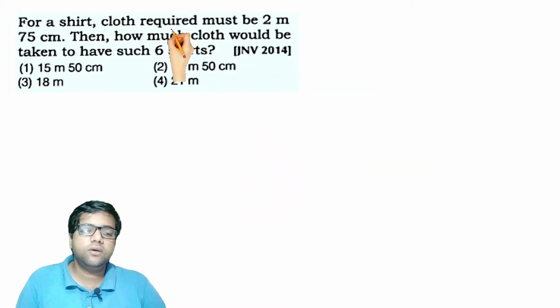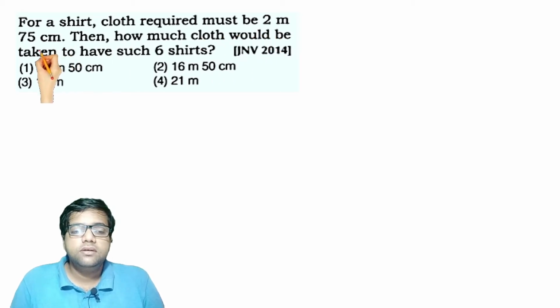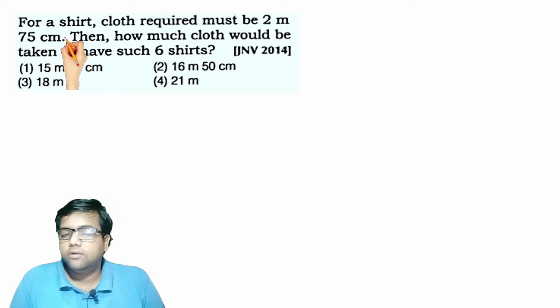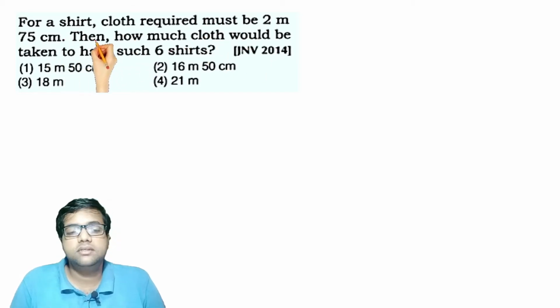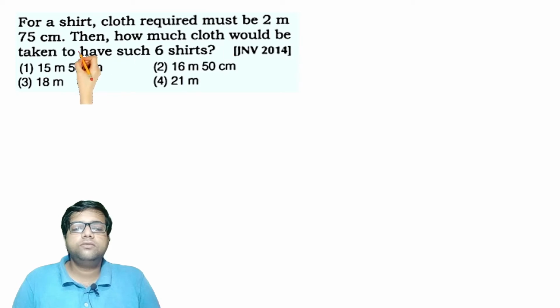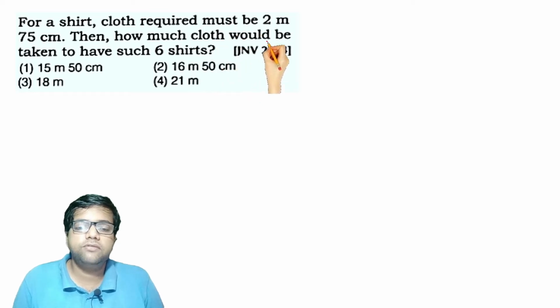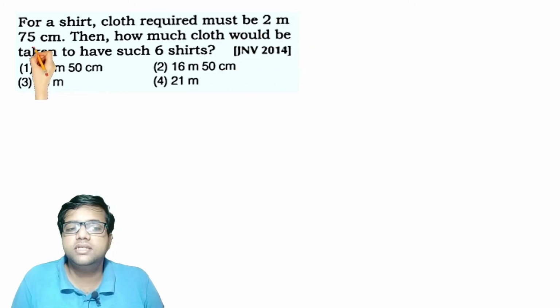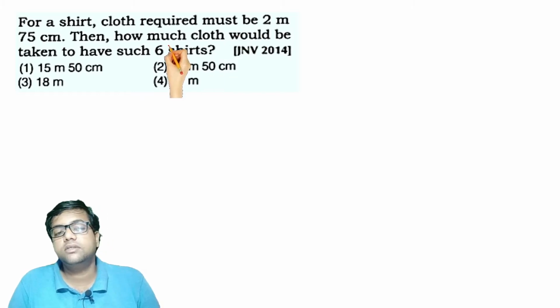For a shirt, the cloth required is 2 meters 75 centimeters. Then how much cloth would be needed to make six such shirts? For one shirt you require 2 meters 75 centimeters, and then how much cloth do you require for 6 shirts?